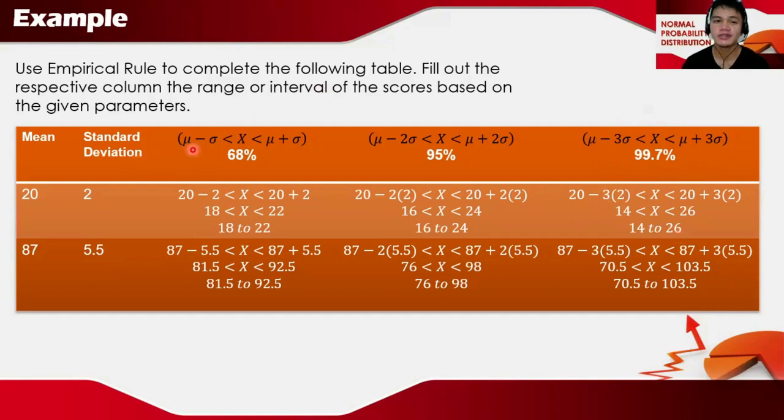You just need to substitute the mean and the standard deviation here. The same goes with the 87 mean and 5.5 standard deviation. For the 68%, it will give you 81.5 to 92.5. For the 95%, it will give you 76 to 98. And for the 99.7%, it will give you 70.5 to 103.5. As you can see, as the probability area increases, the range increases.